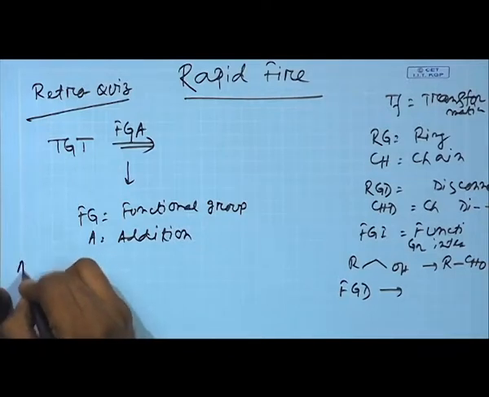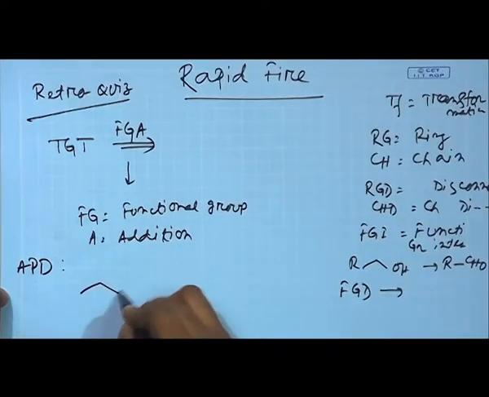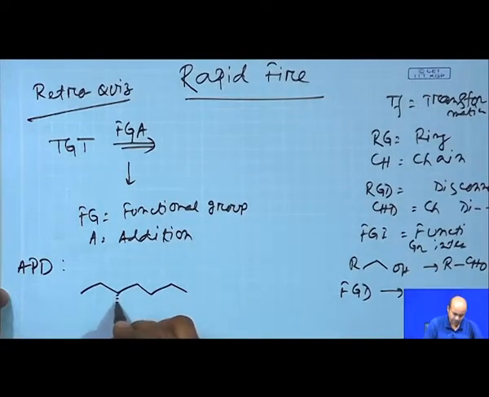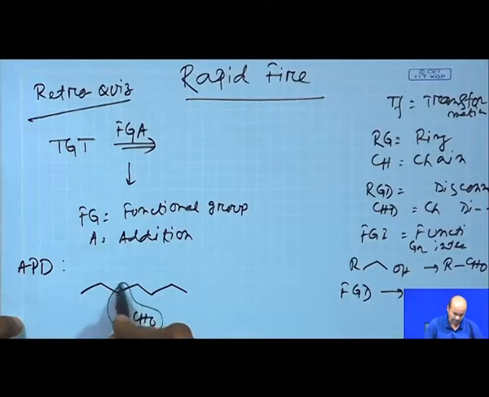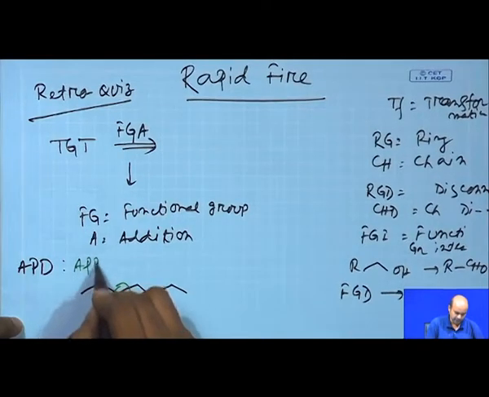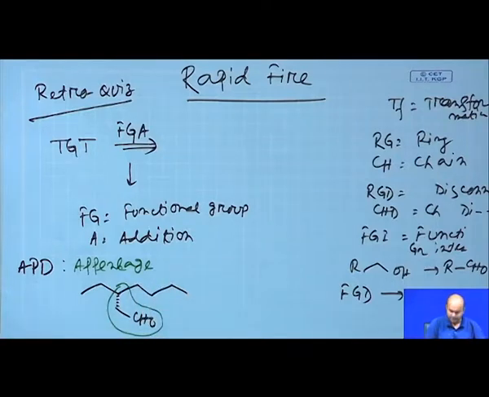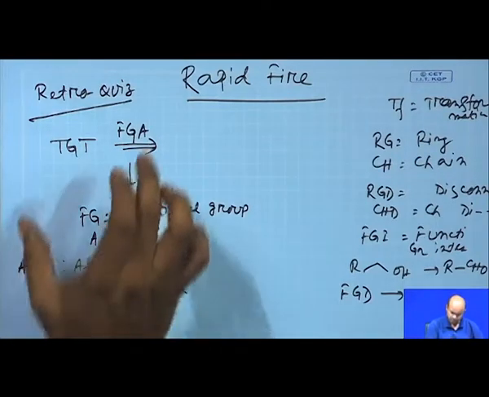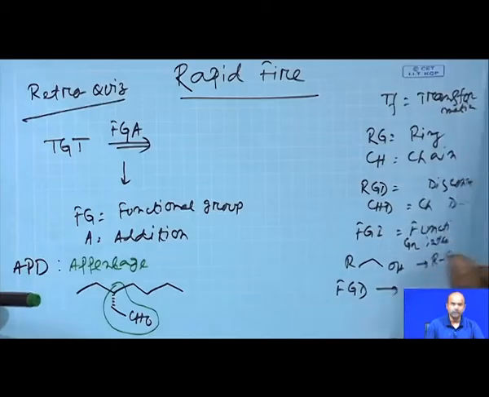One terminology which probably not all of you are familiar with is called appendage. Now, what are appendages? Appendages are groups which are hanging off a linear chain. Let us say this is a linear chain, and this particular group which is hanging off this linear chain is called the appendage. So, CH to CHO which is hanging here is called an appendage. Appendages are good points of disconnection. So, normally we will try to figure out those different things in our retro quiz or rapid fire quiz.